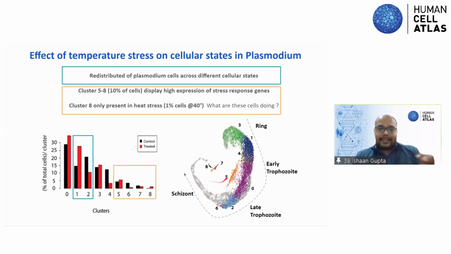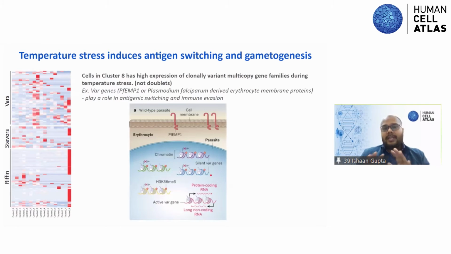When we talk about the slightly smaller clusters, the clusters found here, cluster 5, 6, 7, there was high expression of stress response genes. So specifically in these clusters, not in the other clusters. So suggesting that these are the cells which are most sensitive to heat stress. And then again, there was this particular cluster, cluster 8, which was only found in heat stress. So when we look deeper into this cluster, we find something very, very interesting.